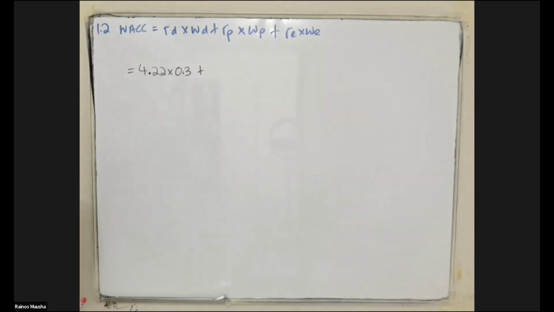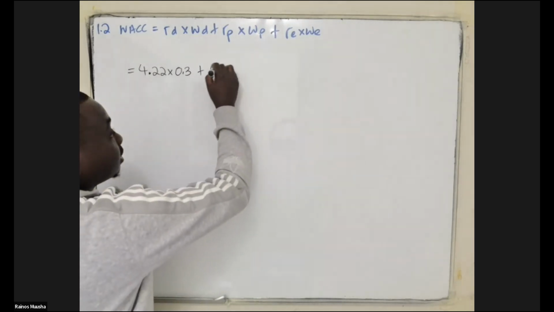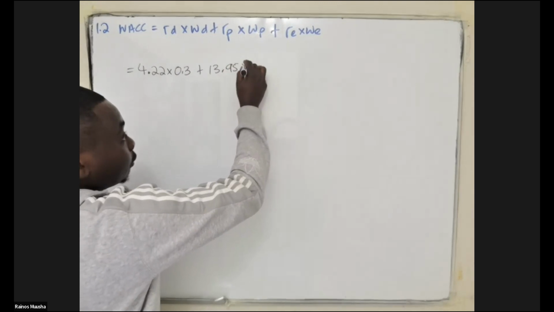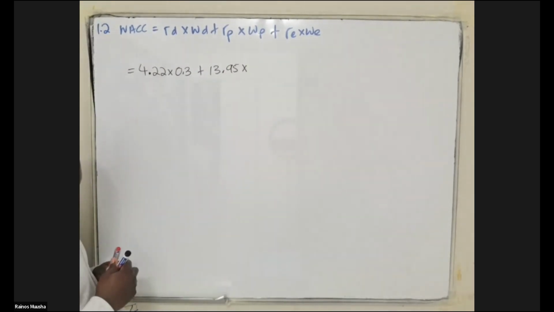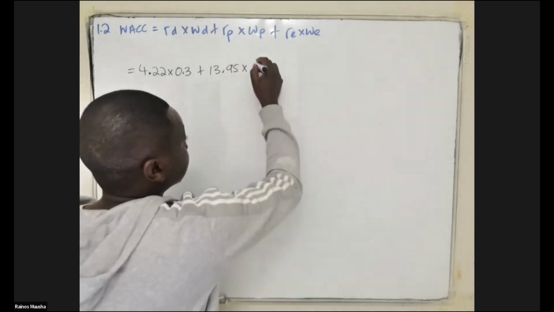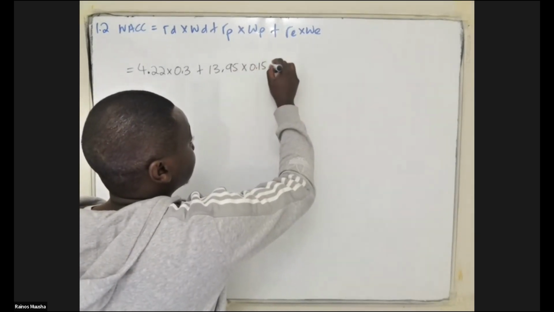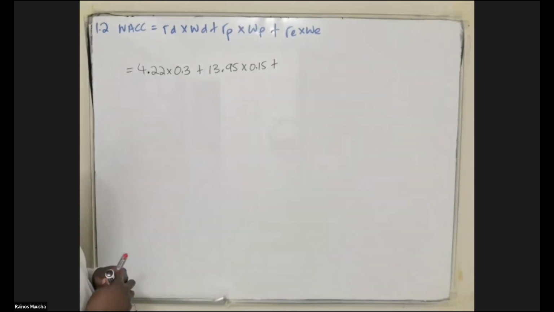We calculated the cost of preference shares and we got it to be 13.95%. So it's 13.95 multiplied by the weight of preference shares. If you check on the information that we're given, preference shares were carrying a weight of 15%, so it's 0.15, plus the cost of equity.